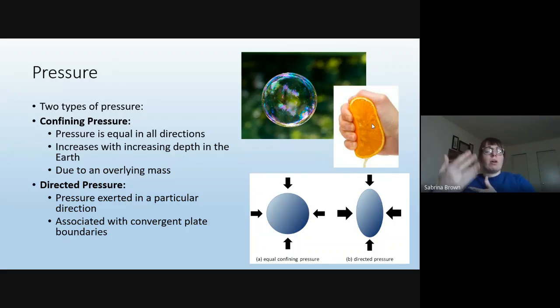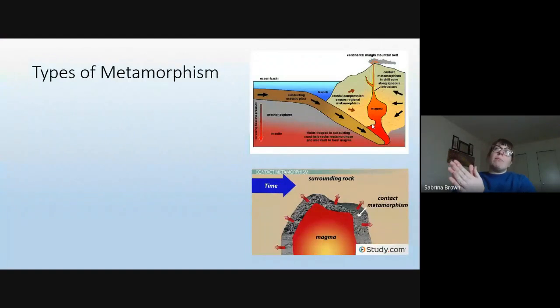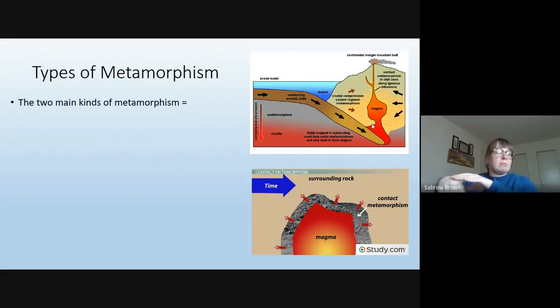So hopefully when we talk about convergence a little more in depth, you'll understand directed pressure a little more clearly. For now, just know we have pressure in a certain direction. So think about maybe squeezing an orange as an example of directed pressure. And so we care about the types of pressure, confining versus directed, because we have two main types of metamorphism on Earth that are associated with these two types of pressures.